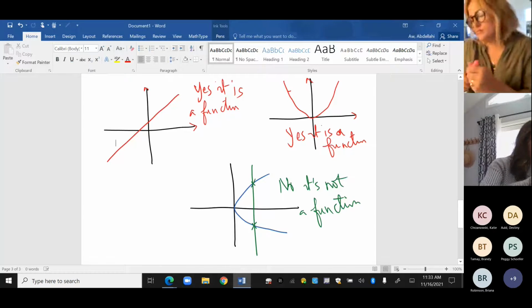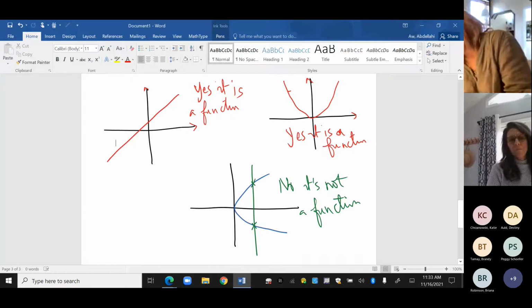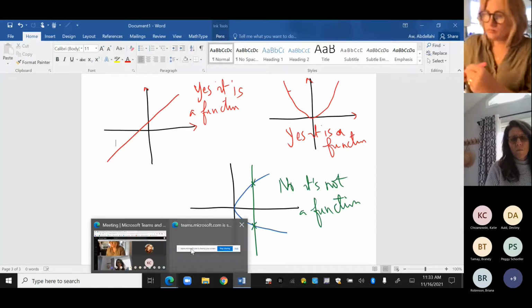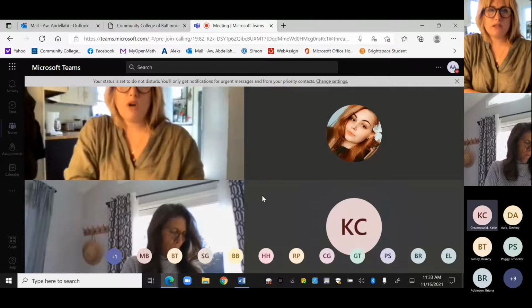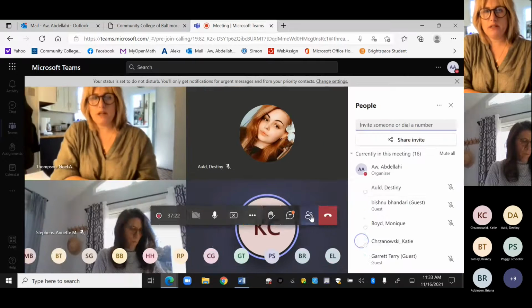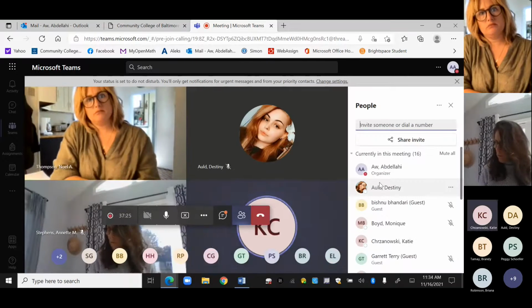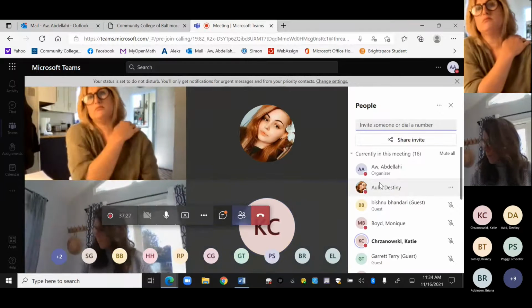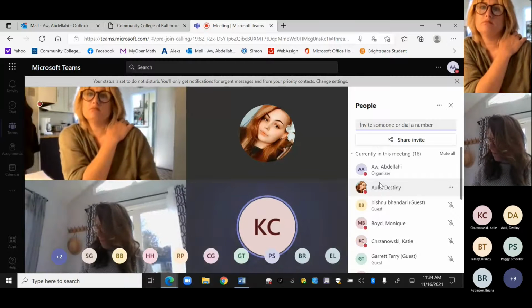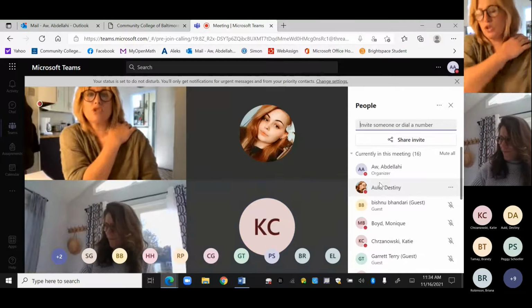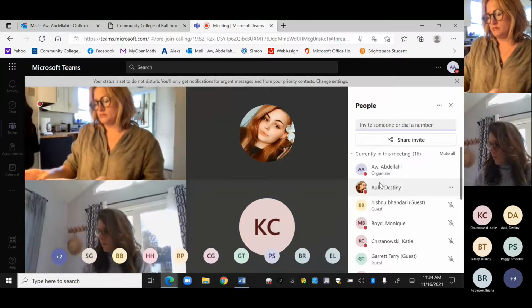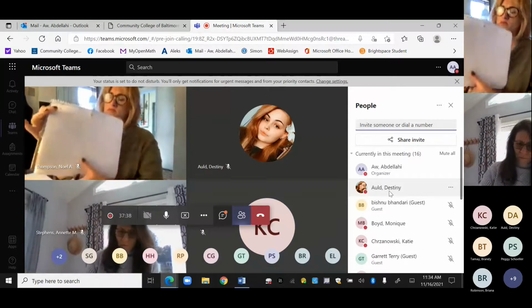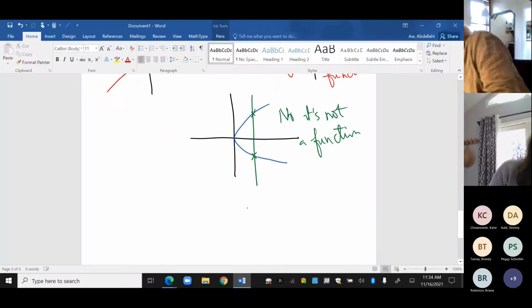What type of shape will never represent a function? Can you give me an example of shapes that will never represent functions? For instance, a circle? Yes, a circle. Any closed graph has no chance to represent a function, all right? So that is the vertical line test.